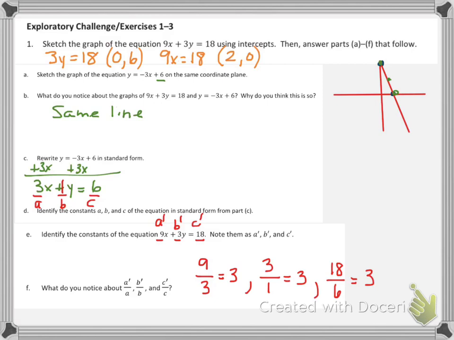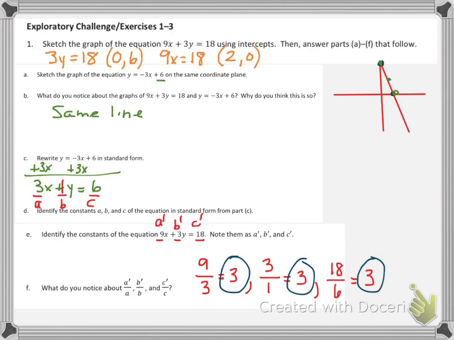So what do we notice? Well, I notice that the relationship between A prime and A, B prime and B, and C prime and C always gives me the same constant, 3. So maybe that has something to do with both lines being the same line. Let's explore that.